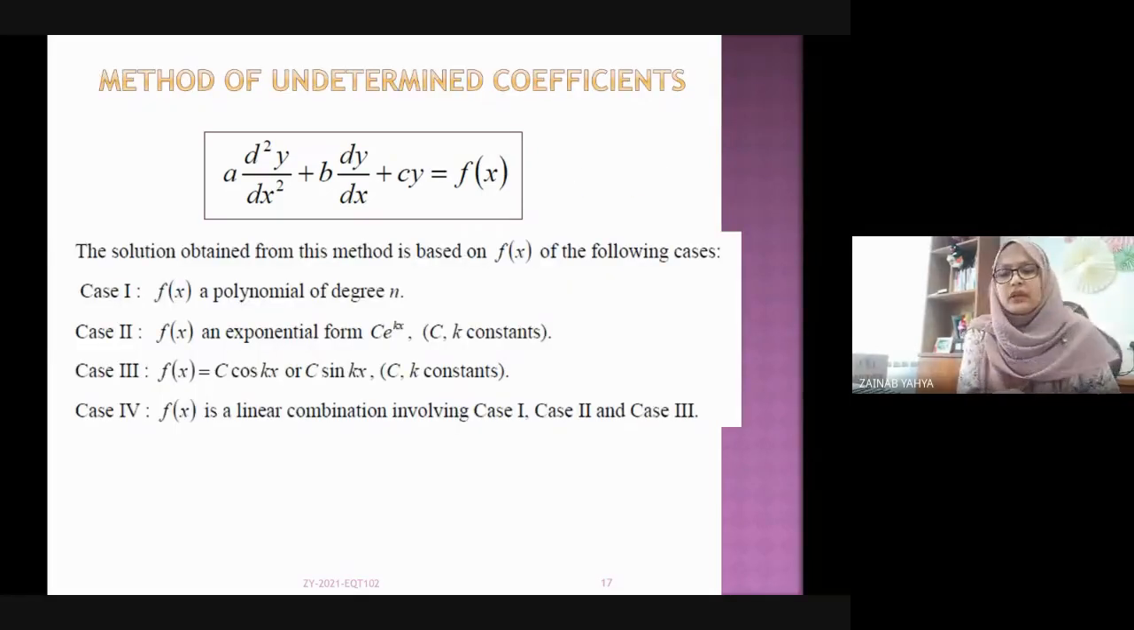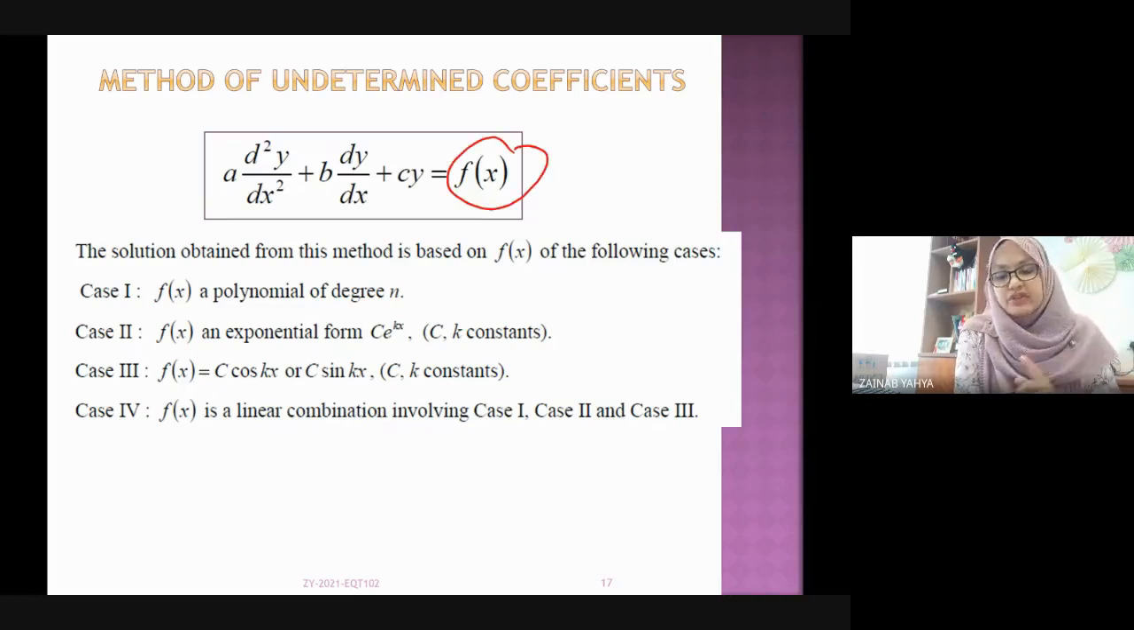So method of undetermined coefficients is treated by cases. Okay, we treat it by cases. There are 4 cases for your class that you need to know. For this semester we cover 4 cases only. There are actually 5 cases, but we choose only 4 for you. So case 1, the case depends on the f(x).